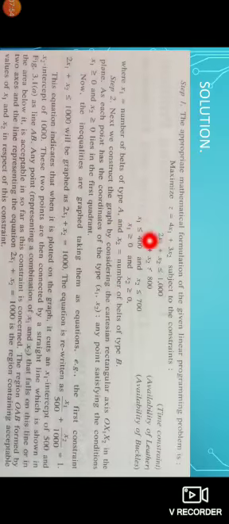And how many constraints are there in this example? Two constraints, and the non-negative constraints x1 and x2. This is always a non-negative constraint. So where x1 is the number of belts of type A and x2 is equal to the number of belts of type B. Okay, A means x1, B means x2.